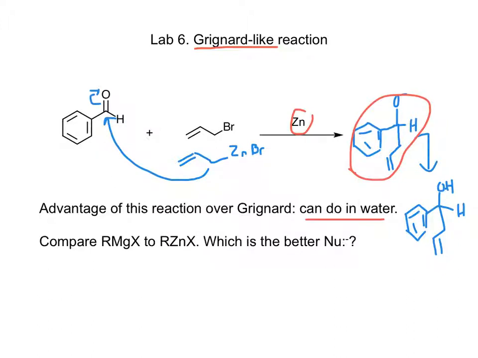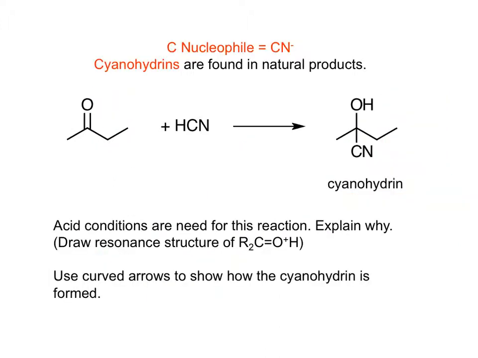Now, compare the Grignard reagent to this RZnX reagent. Which is the better nucleophile? So stop the video and think about that. Compare the difference in electronegativity of the carbon-magnesium bond to the carbon-zinc bond, and that'll tell you that the Grignard reagent is the better nucleophile.